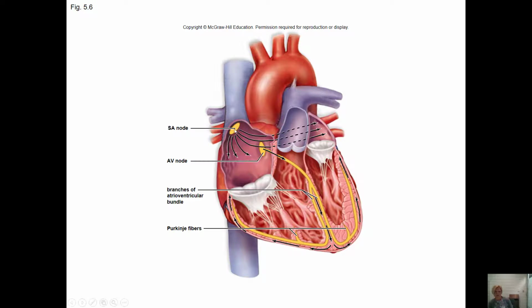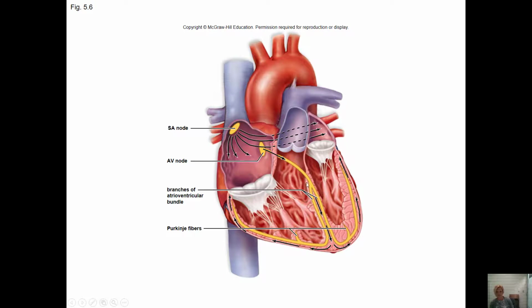The best heart rates are achieved by the SA node and the AV node firing their impulses, which is faster. The SA node fires at about 100 beats per minute, but with the other nervous system controls that affect the SA node, that brings the SA node impulse rate down to about 75. So an average heartbeat is about 75 beats per minute.